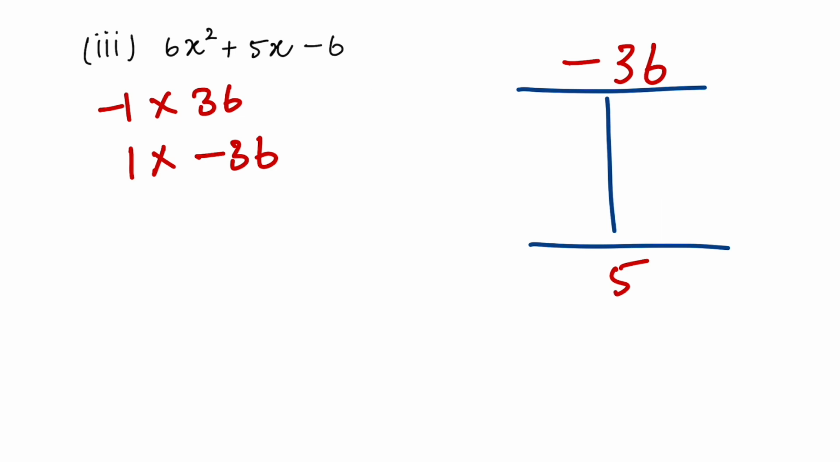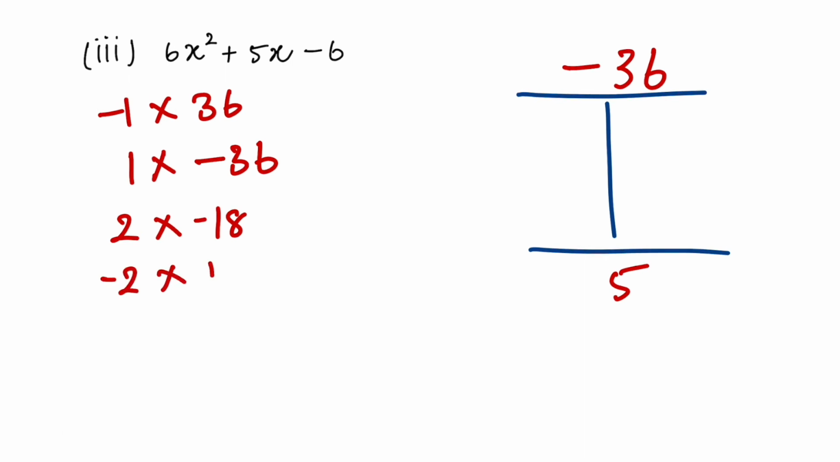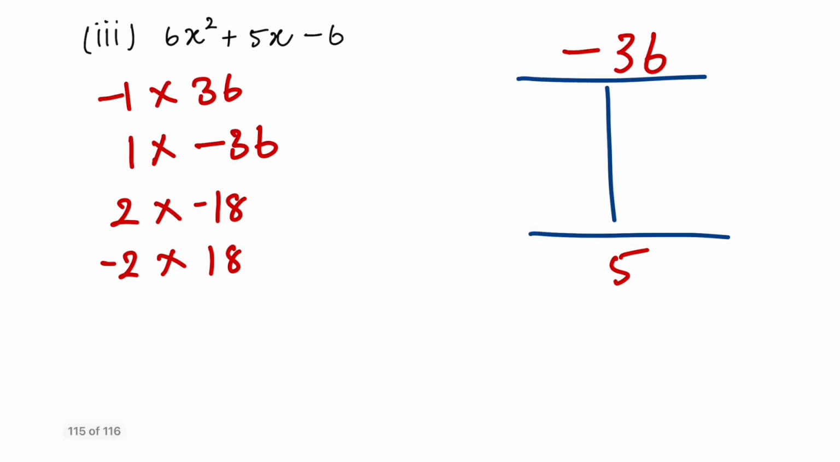We are moving to the next pair, so that is 2 into 18. Okay, so either 18 can be negative or 2 can be negative. Both these will come up to minus 36, and adding these two, this you get minus 16 and this you get plus 16. Okay, that is not 5. So we can leave this out.